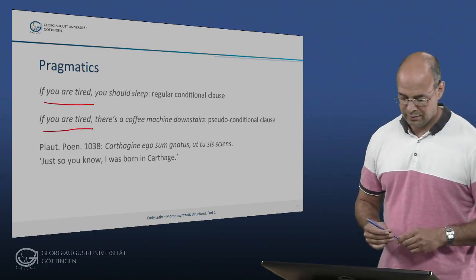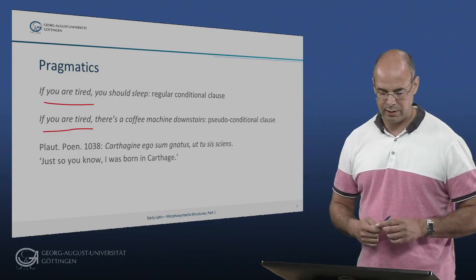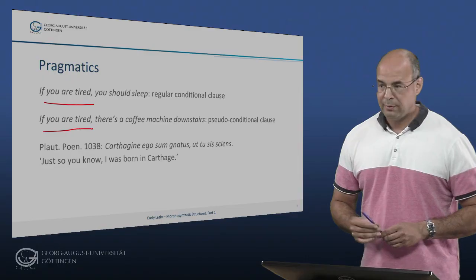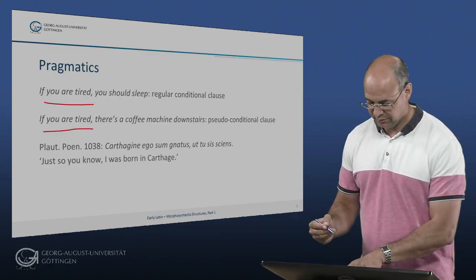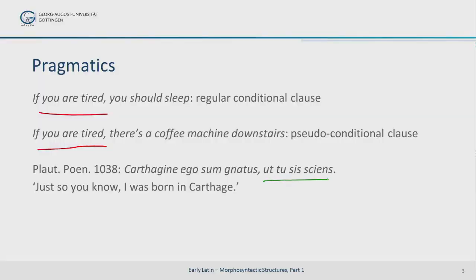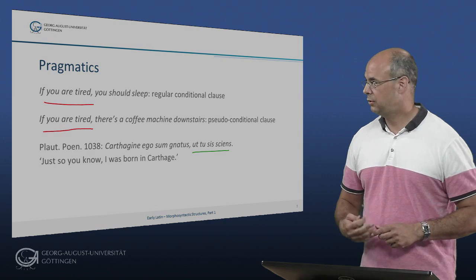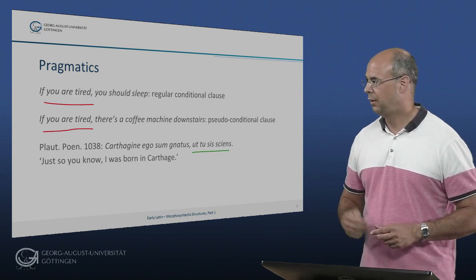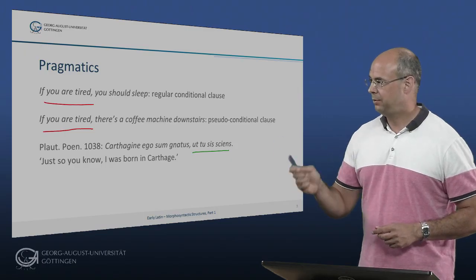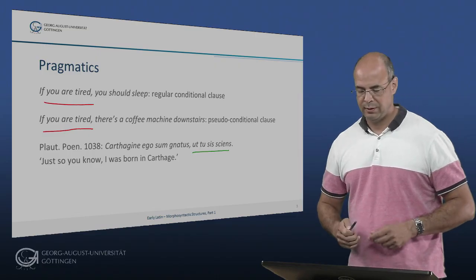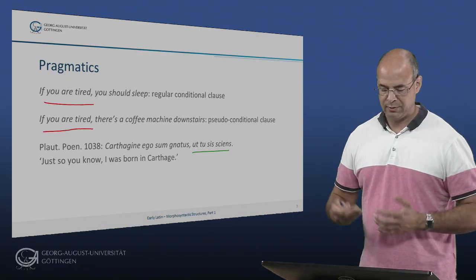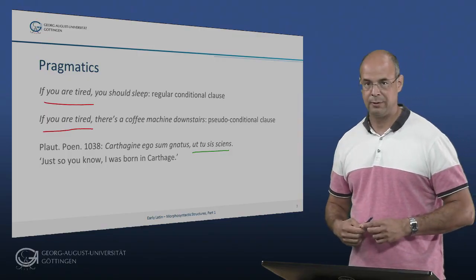Latin does similar things, not quite as commonly as English, but it has a similar kind of pattern. Not so much for conditional clauses, but for final clauses. And you can see one here from Plautus, from the Poenulus. Carthagine ego sum natus, ut tu si sciens. Just so you know, I was born in Carthage. Now, the ut clause is a conditional clause. It functions as a pseudo-conditional clause. It does not tell you the purpose of why I was born in Carthage. It simply informs you so that you know, just to tell you, for your information.